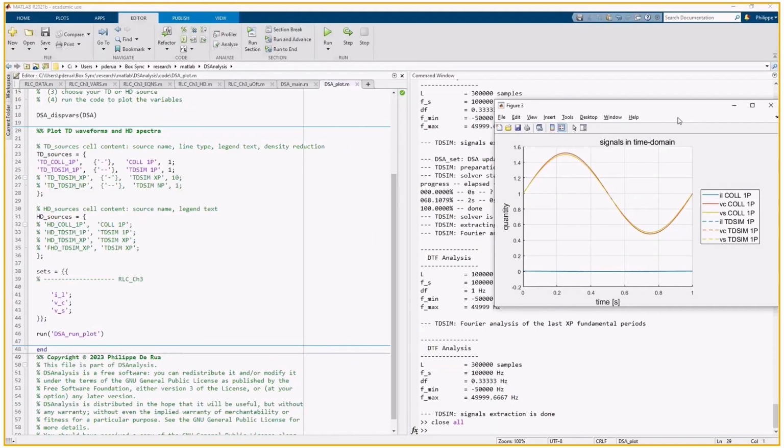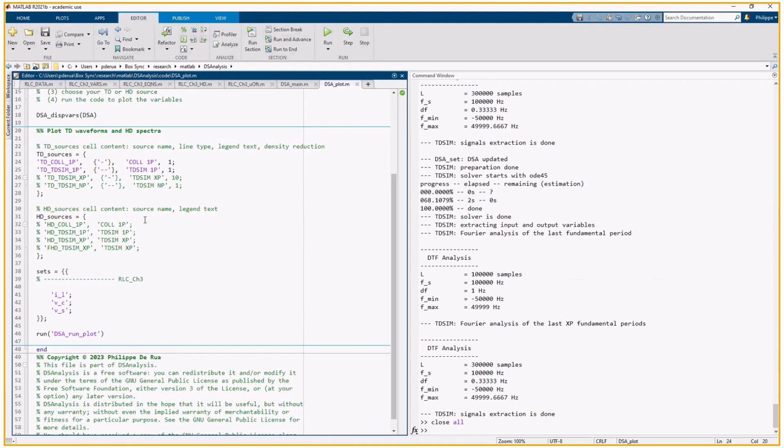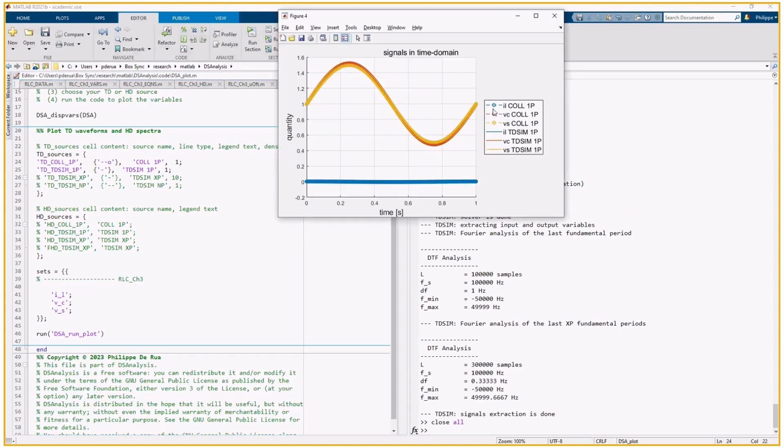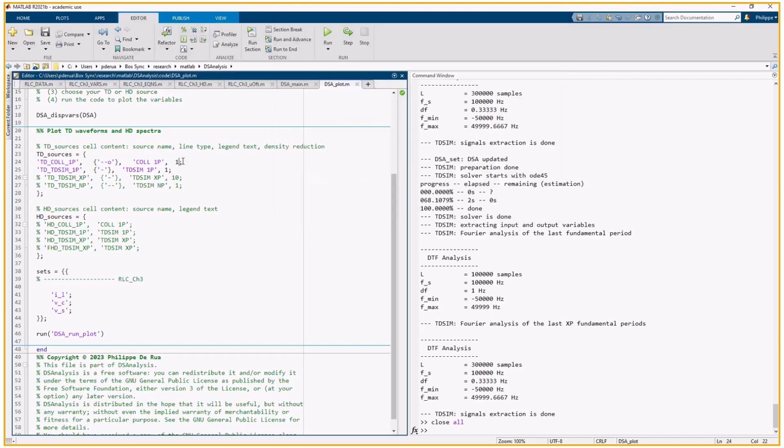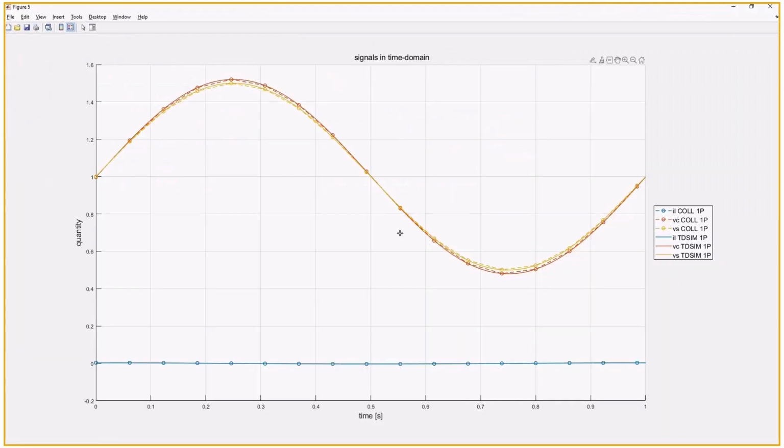This is maybe something we can see even better by giving a different style. Let's say that the waveforms related to the collocation method will have circles. Here it's unreadable because the sampling frequency is too high. You can reduce the number of points by saying I would like to show only 1 point out of 100. And this is what we have.